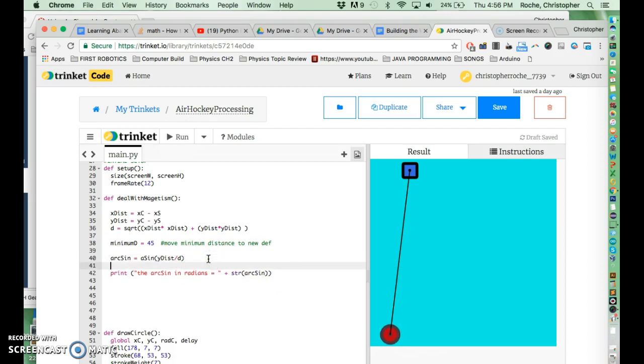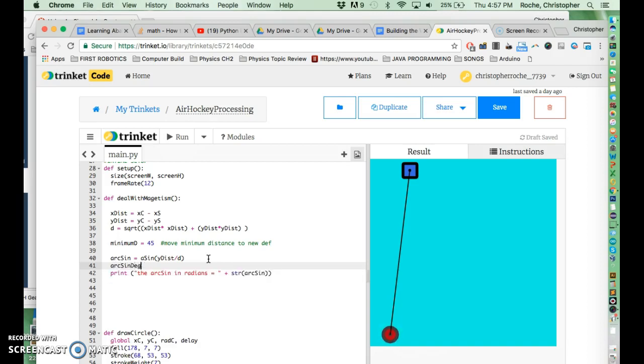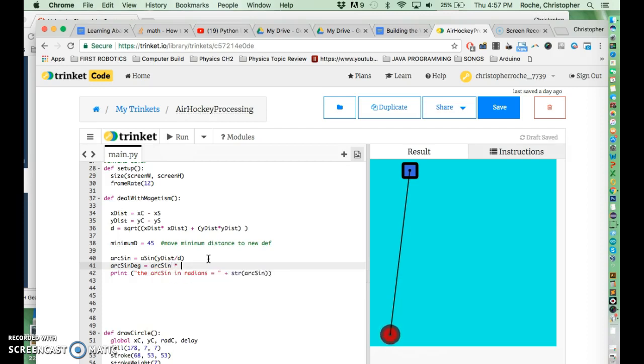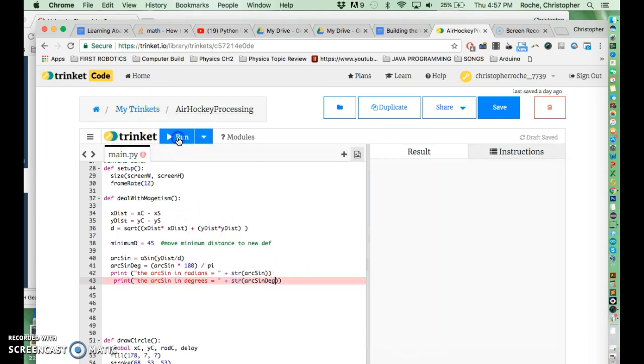I can also translate it to degrees. So I can go arc sine degrees, is going to equal the arc sine multiplied by 180 and divided by pi, and pi in Python is just that. I'll put this in parentheses. That should give me arc sine in degrees. So let's see what this looks like. Let's say arc sine in degrees equals string of arc sine degrees. Okay, so let's run this and see what we get.